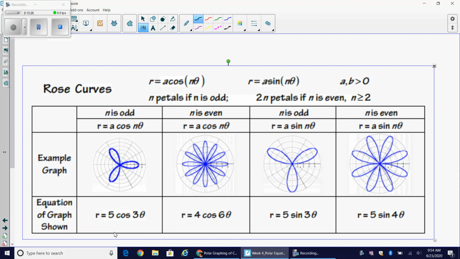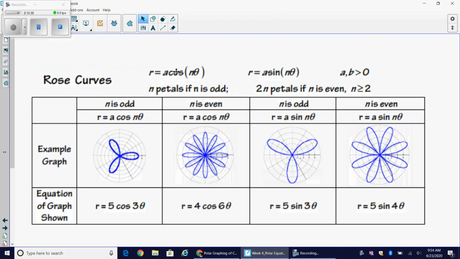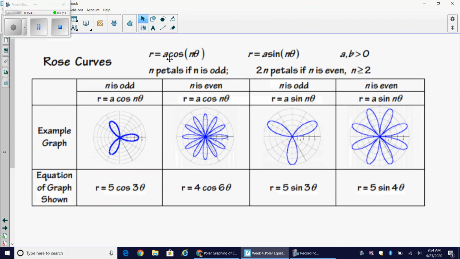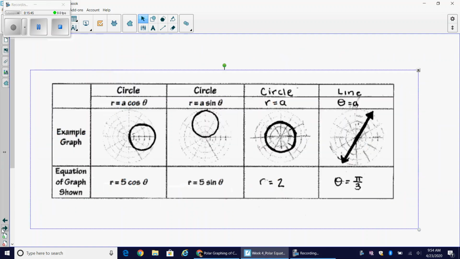You've actually already looked at roses. You looked at roses with having one petal. So we have already looked at this format when r equals a times the cosine of 1 theta, when n is 1. And if I jump ahead just for a moment, that's when we got these circles. When that n value is 1, you get one petal on your rose.